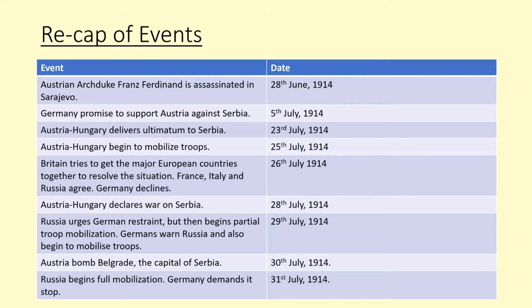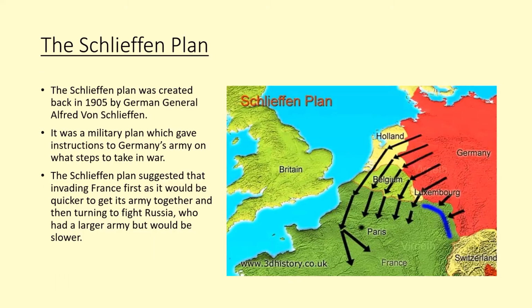So, today we're going to be looking at what happened in August. So, today we're looking at the Schlieffen Plan. Now, this plan was created back in 1905, so 9 years earlier, by German General Alfred von Schlieffen. It was a military plan which gave instructions to Germany's army on what steps to take in war. The Schlieffen Plan suggested invading France first, as it would be quicker to get its army together. Then, turn to fight Russia, who had a large army but would be slower.